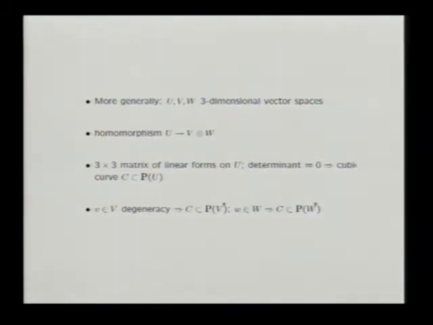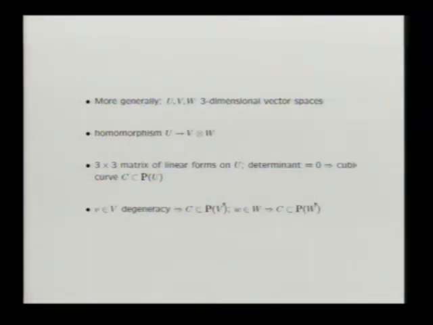One of them is this: I want to think of this part as a 3 by 3 matrix, but with values in linear forms on U. So choose a basis for V and a basis for W, and then you've got a 3 by 3 matrix of linear forms on U. If I take the determinant of that and set it equal to 0, that gives me a homogeneous cubic equation, and that defines a cubic curve inside the projective space of U. So that's the projective plane described by U.